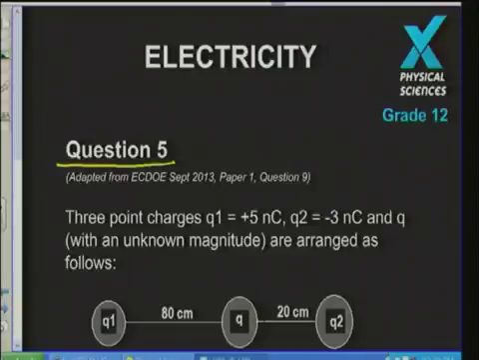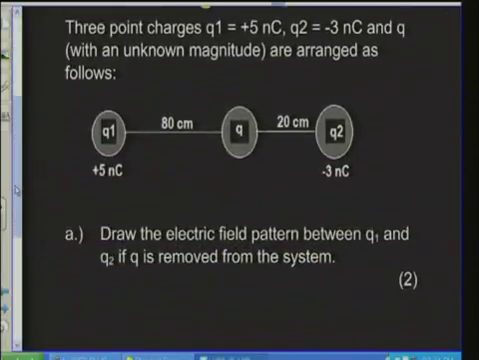We are now switching to something else completely different, and this time we're going to talk about static electricity. Still electricity, but static electricity, okay? And therefore, if you remember well, once we talk static electricity, we should be thinking Coulomb. And here I've got a question, question number 5. It is from the Eastern Cape Department of Education. It was their September paper, and it was question number 9. Let's just have a look at it.